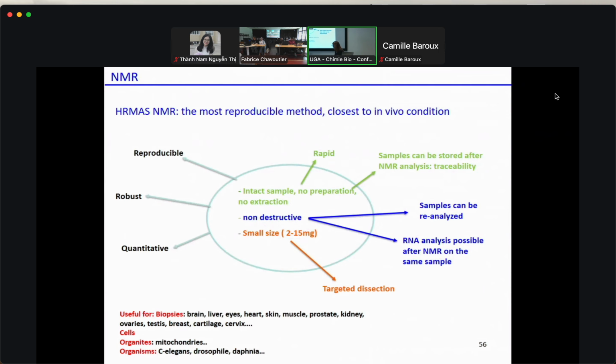This is for semi-solids. This means that a small mobility is needed, a small high rotation. This is not suitable for completely solid samples. This is for semi-solid samples, like all biological samples. Most biological samples are semi-solid. So we have used that for eyes, for liver, for heart, for skin, for muscle, and so on.